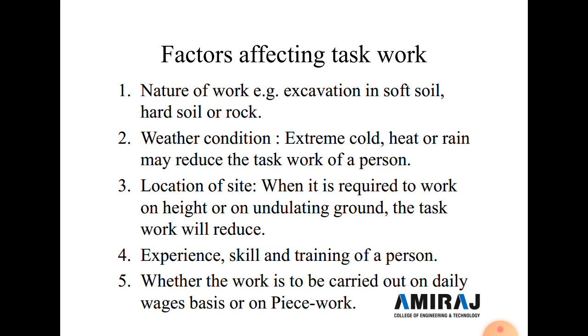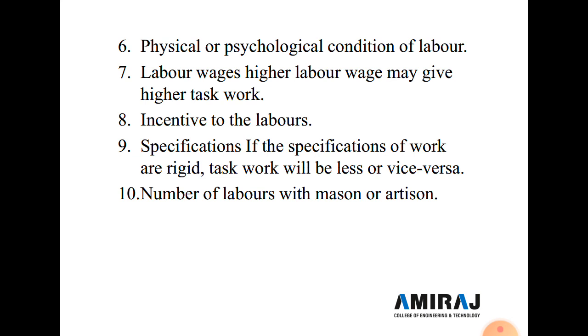Now fourth is the experience, skill, and training of a person. And fifth is whether the work is to be carried out on a daily wages basis or on piecework. So it also affects the task work. Now sixth is the physical or psychological condition of labor. Seventh is the labor wages. Higher labor wages may give higher task work and incentive to laborers. So after some time, incentive for the labor is compulsorily required.